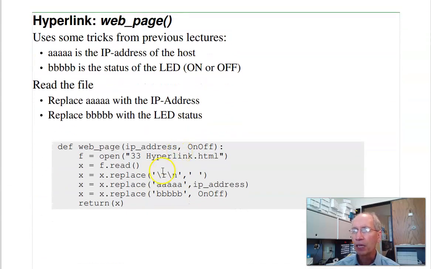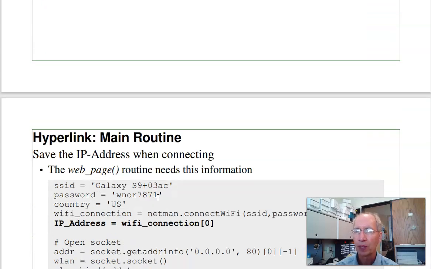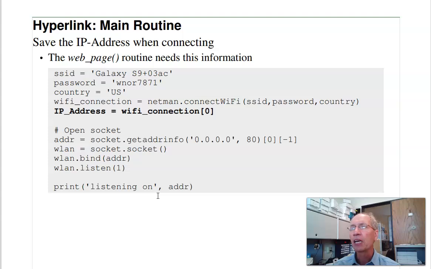In the web page, I need to replace AAAA with the IP address. And I guess I didn't do this. I would also have the status of the LED being replaced, which isn't in the web page, so it doesn't really do anything. And in the main routine, I need to remember the IP address of the Pi Pico. So when I connect to the Pi Pico, I need to record the IP address. I'm going to use that later.